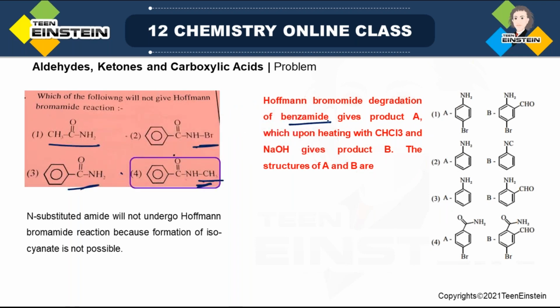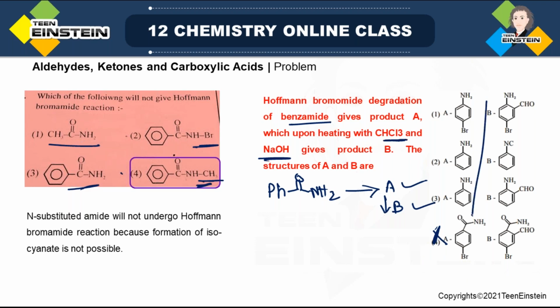Hoffmann bromamide degradation for benzamide. Benzamide is PhCONH2. It gives product A. Upon heating A with chloroform and NaOH, you get B. You have to find the structure of A and B. Now the first reaction is basically Hoffmann bromamide. So if it is PhCONH2, obviously the structure of A will be aniline, PhNH2. Based on this, you can cancel this option because aniline is not present as A. But all these are aniline, right? Options 1, 2, 3.